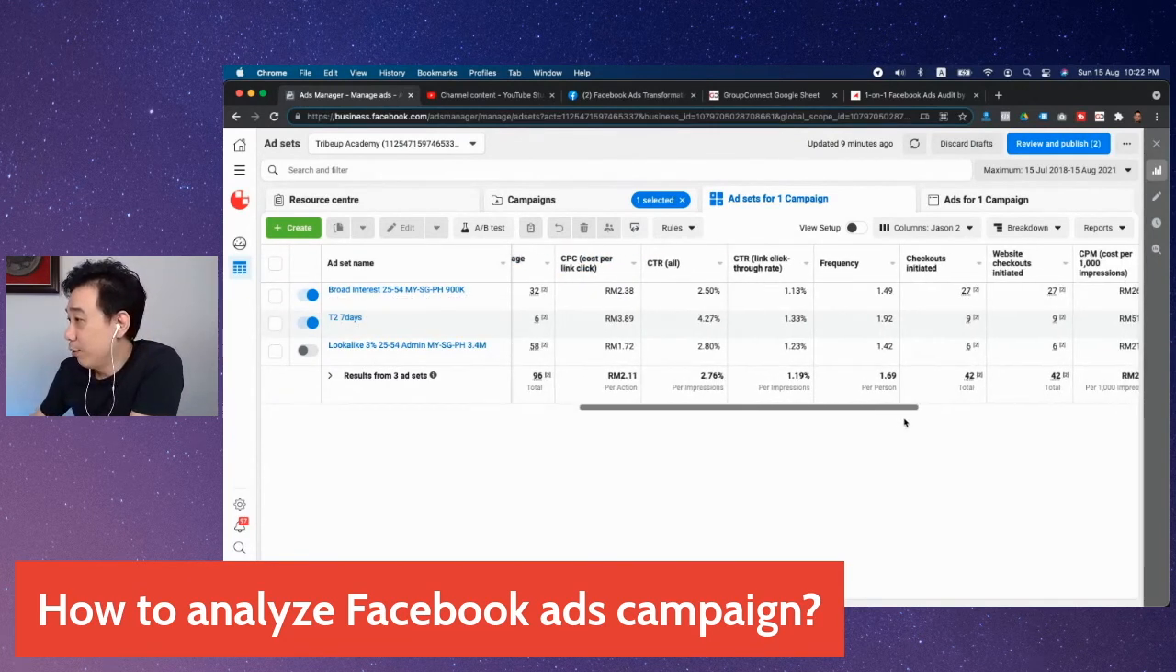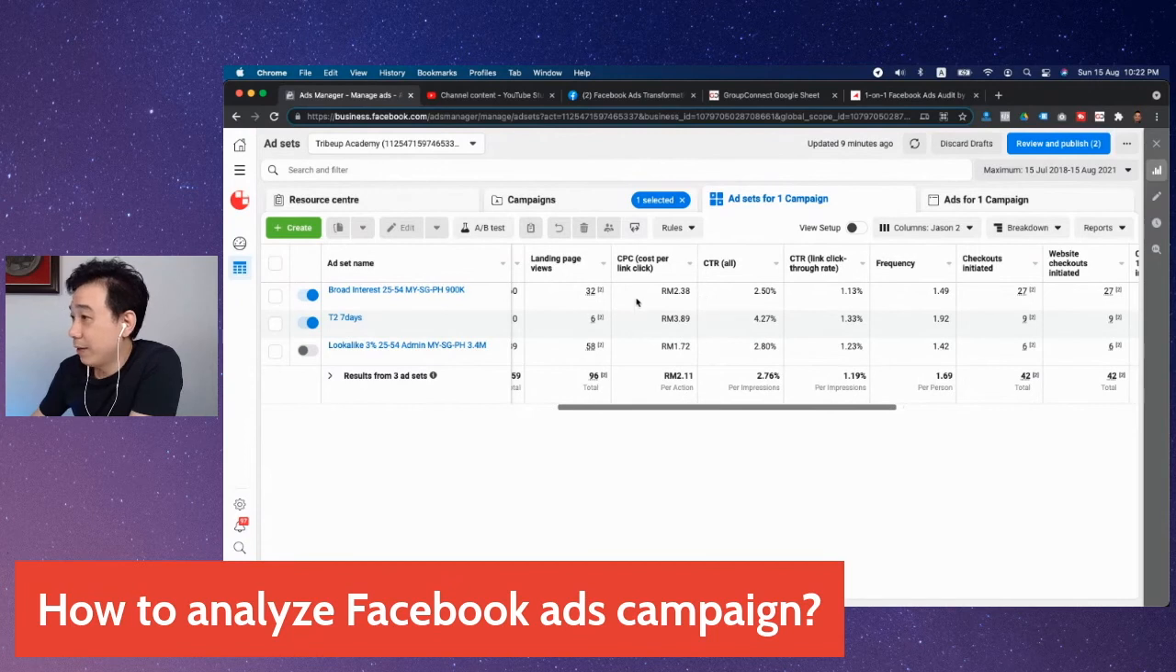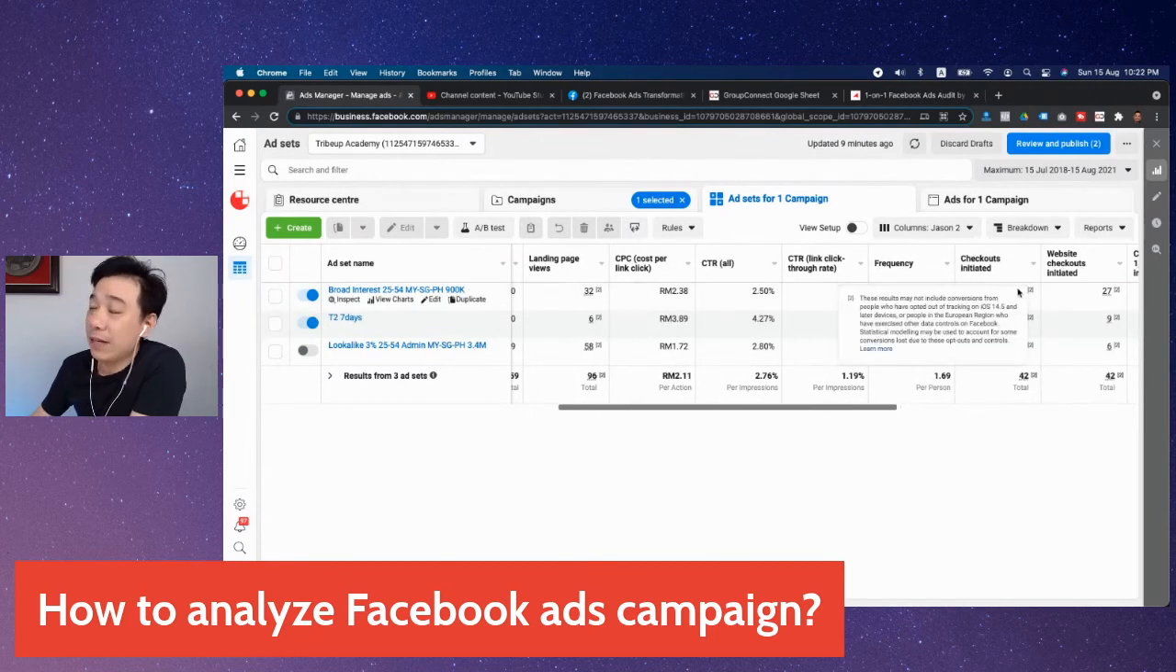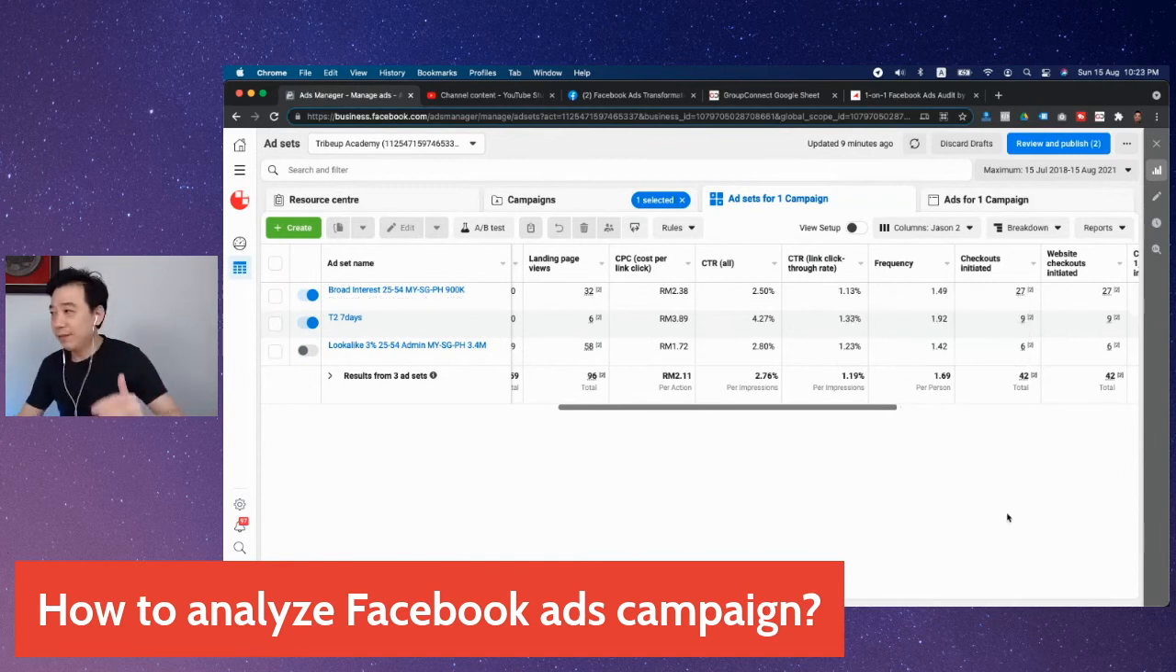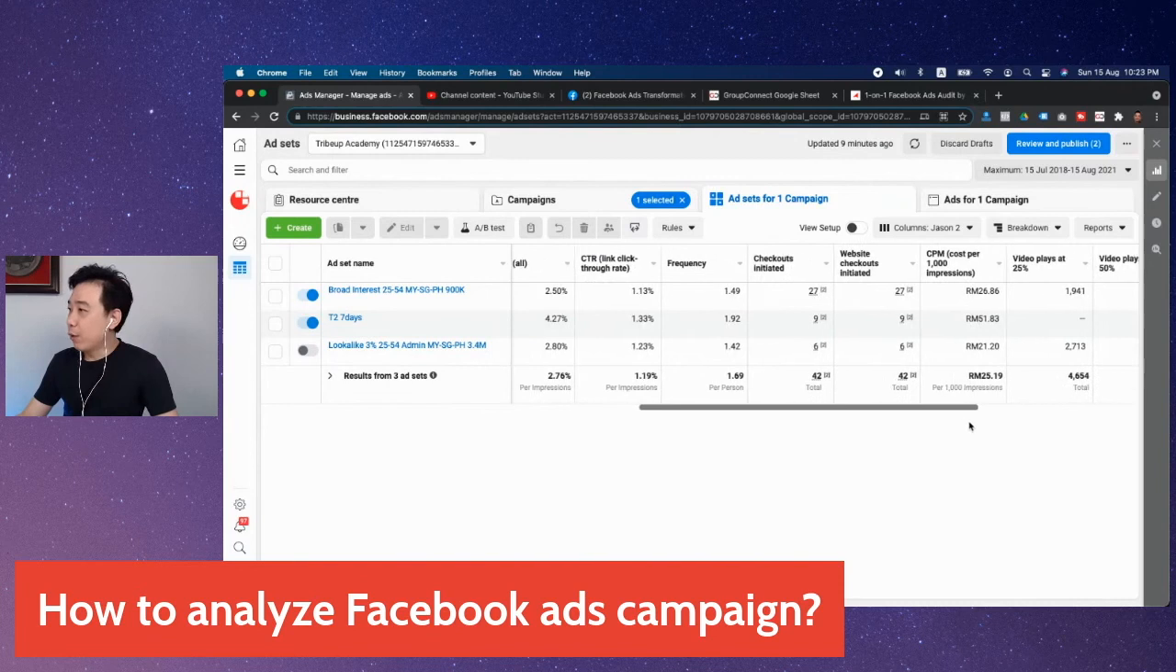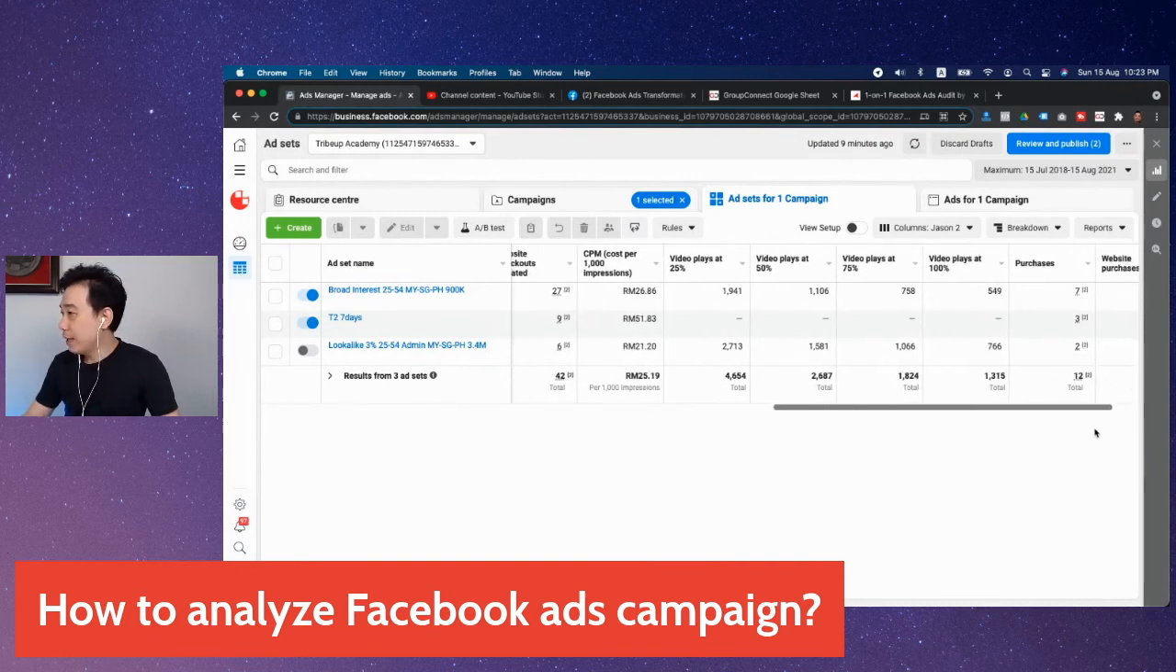So we will look even further into this. 32 land, 27 initiated checkout. That's healthy, meaning the people who got in are the right people, because they initiated checkout, meaning they are interested. And out of which, how many purchased? We have 7 purchases. So 7 purchases means we achieved less than 30% conversion rate from this. Not too shabby, but can be better.